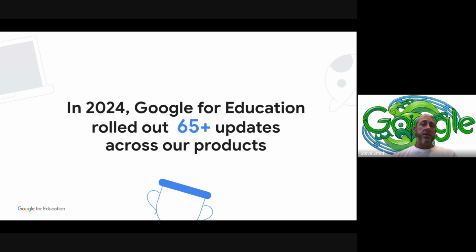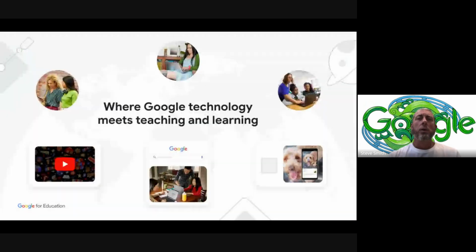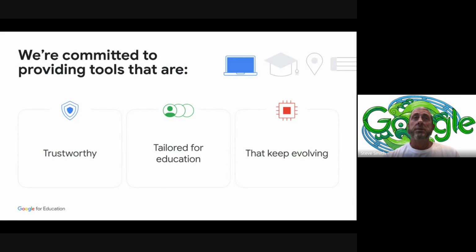So before we dive in, we want to start by sharing an accomplishment. So in 2024, as you can see there, Google for Education rolled out more than 65 updates across our products to make them work better for educators like you and students around the world. This is set up for a really great 2025, and we're excited to continue to build for the entire sector. So we're committed to providing these tools that are trustworthy, tailored, and that keep evolving. And as we've seen this week, we are evolving every day. Our tools are changing rapidly, and we like to try and keep everyone up to date with those.